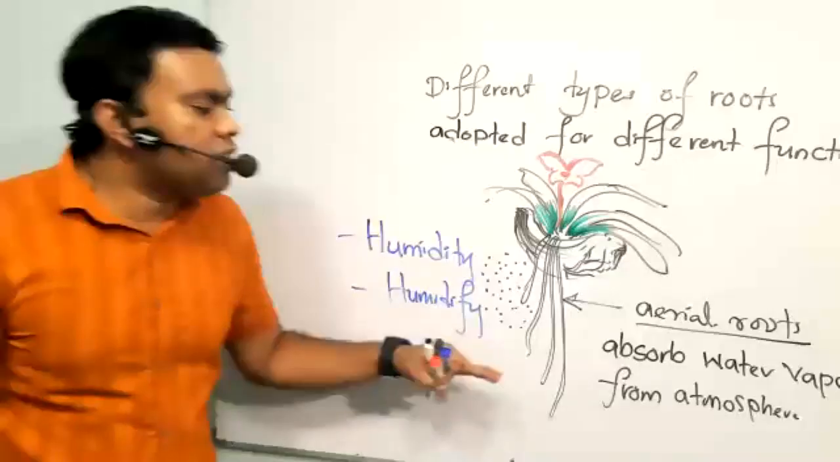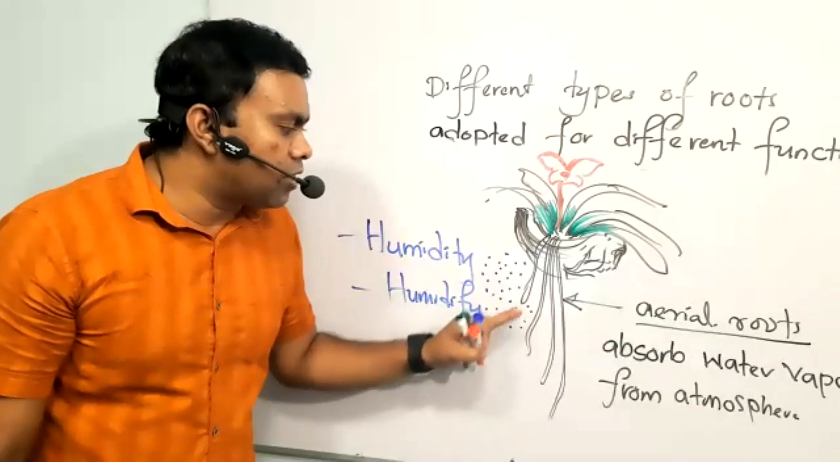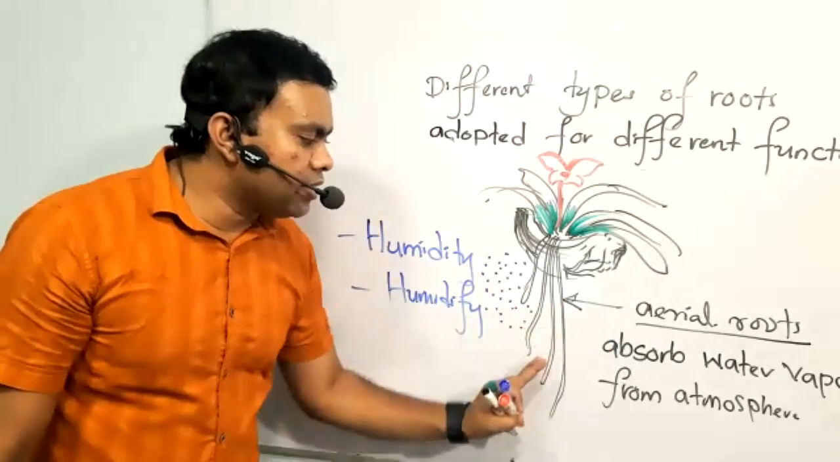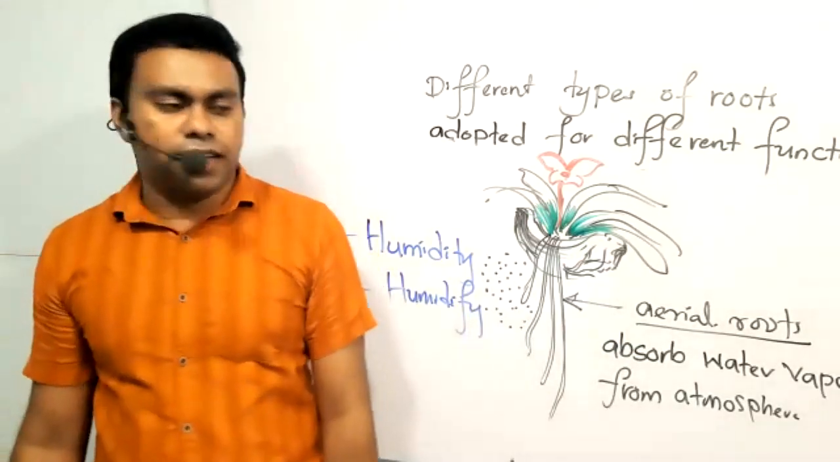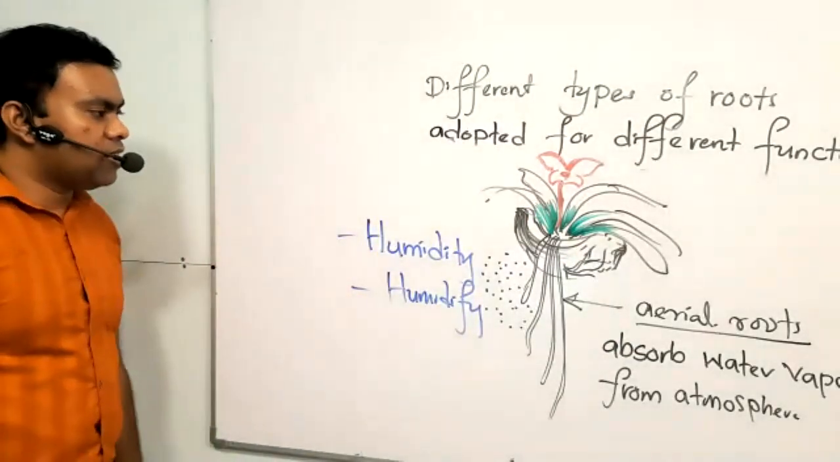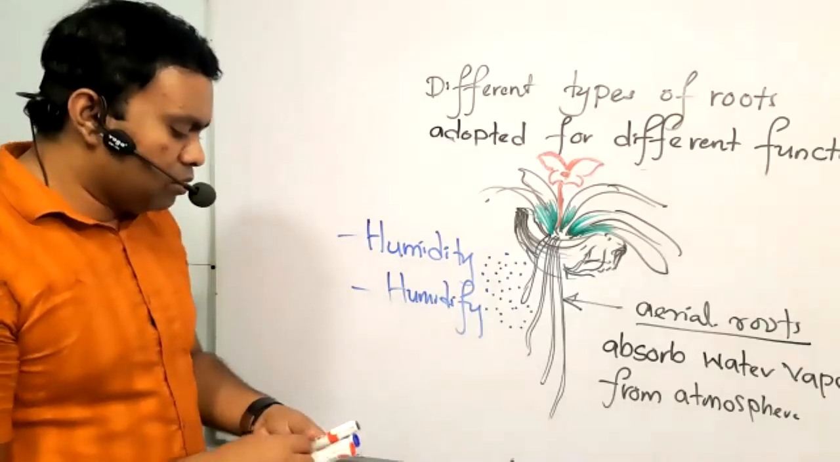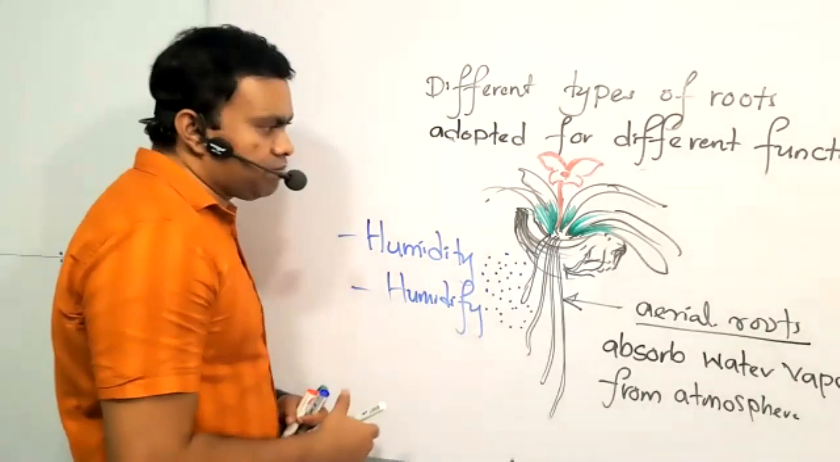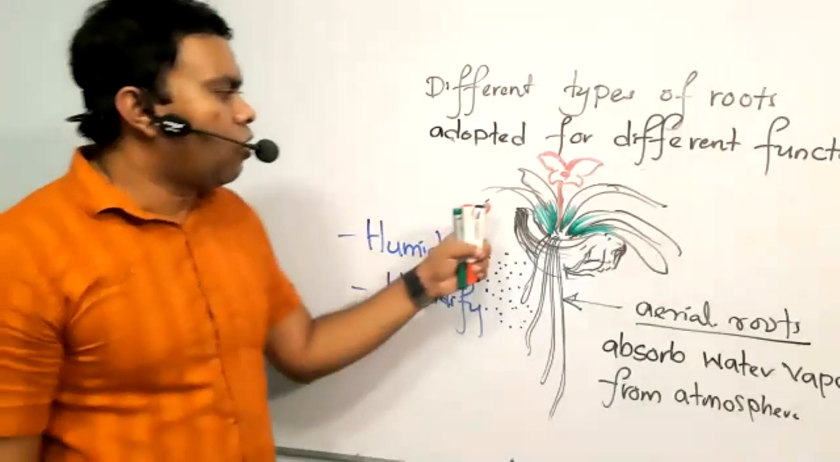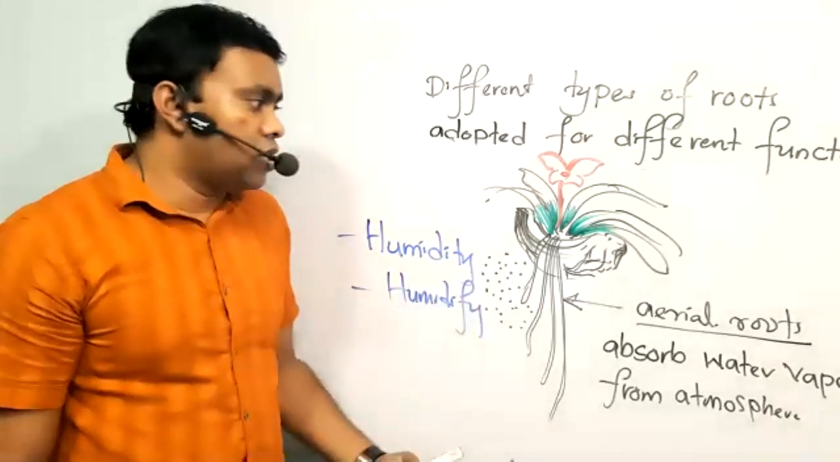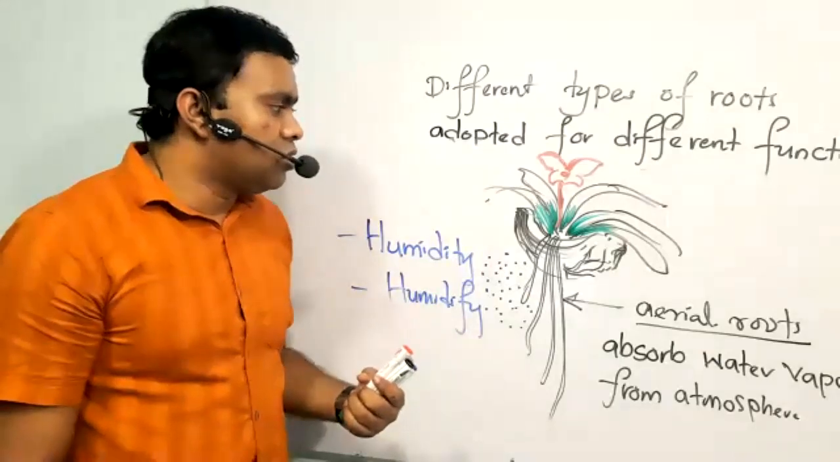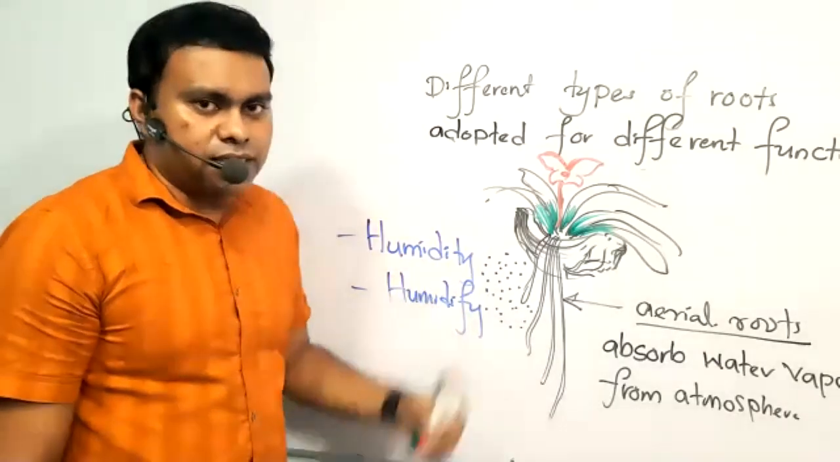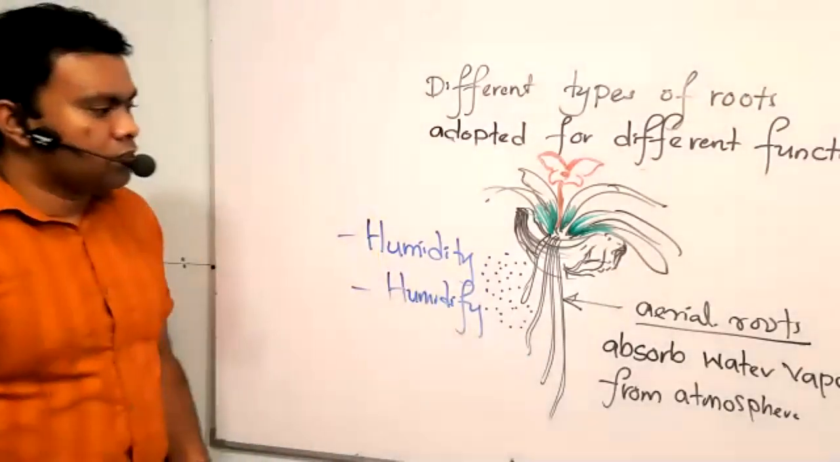By humidifying, we can increase the water vapor level, then these aerial roots can absorb them. Okay, so that's the principle behind that. Can you understand this? I think you can understand. Okay, so this is orchid plant. Actually, the common term used for all the types of orchids, they are known to be epiphytes, epiphytic plants. Good.